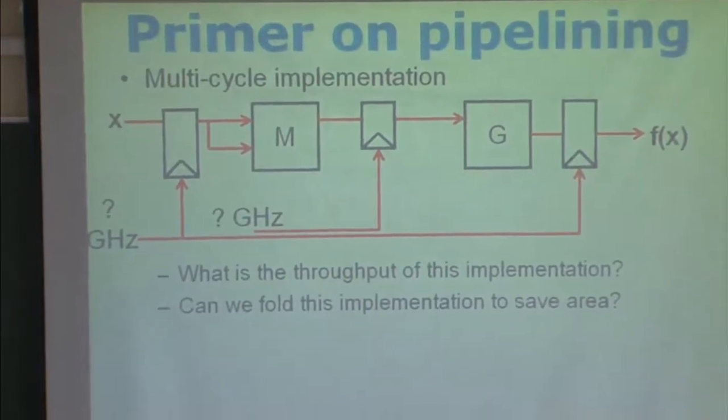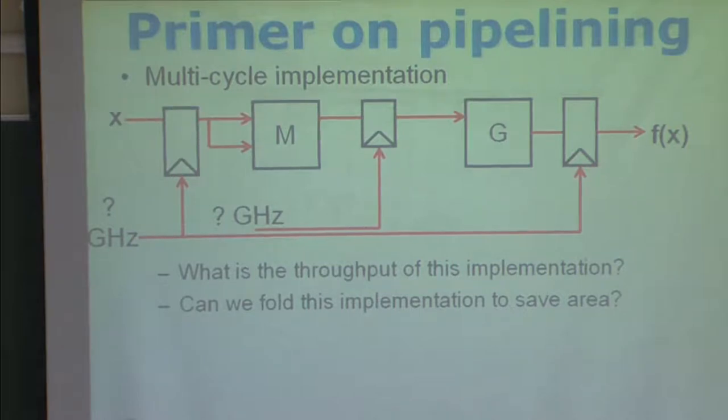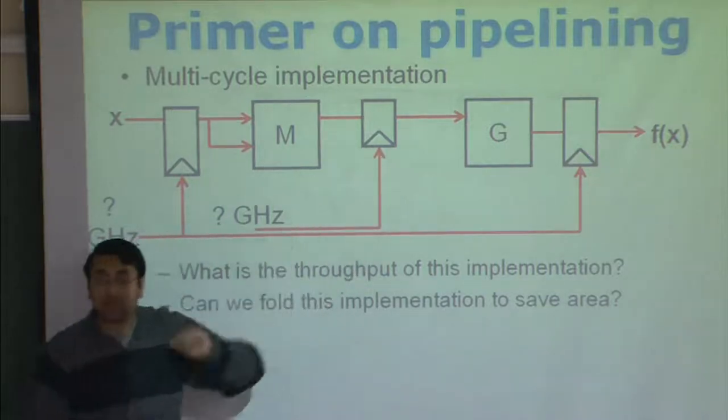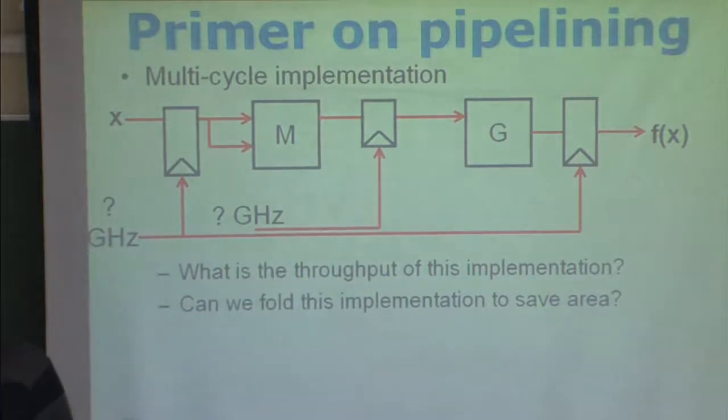So now the question is, what do I gain by doing this? Clearly, I don't gain anything in terms of area. I actually lose in terms of area because I have an external latch here. Okay. Do I gain in terms of throughput? So how do you resolve these two question marks here?